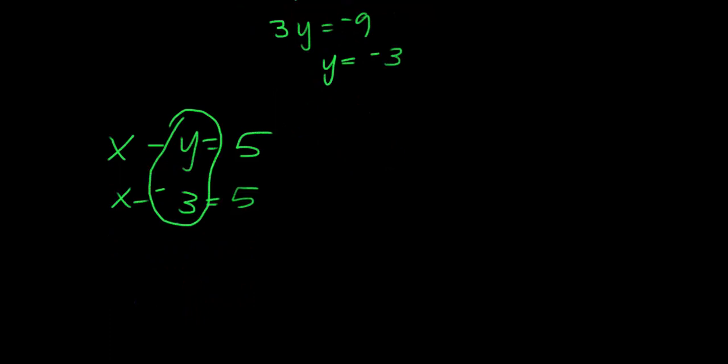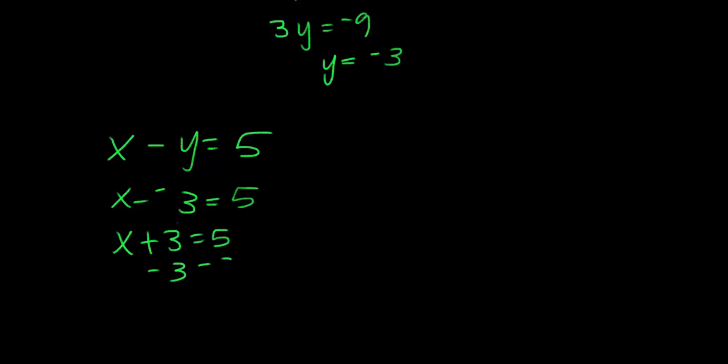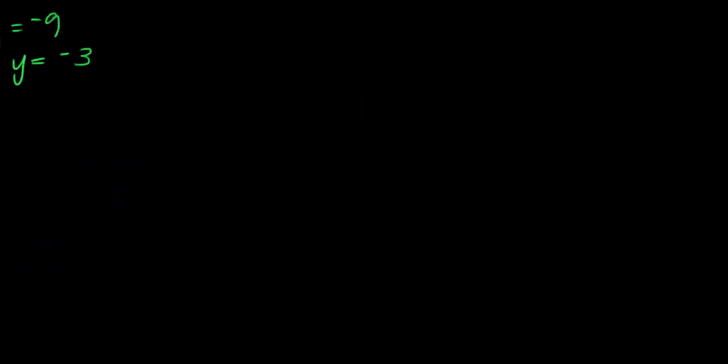Now I have an equation that only has one variable. It just has x, and I can solve for x. It no longer has two variables. So x plus 3 equals 5, and I can subtract 3 from both sides and get that x equals 2. So my final answer is (2, negative 3). That is the coordinate at which those two lines would cross.